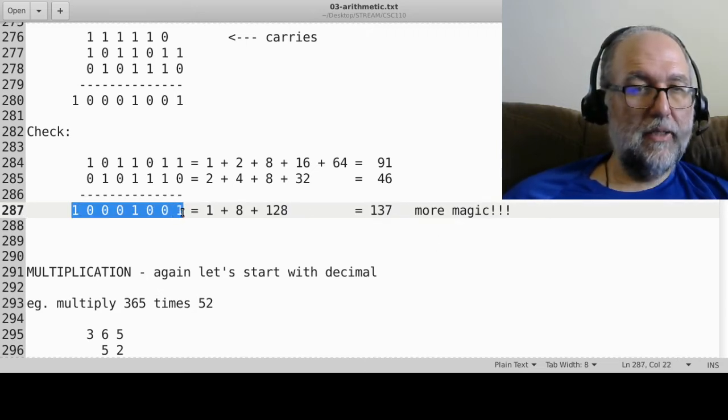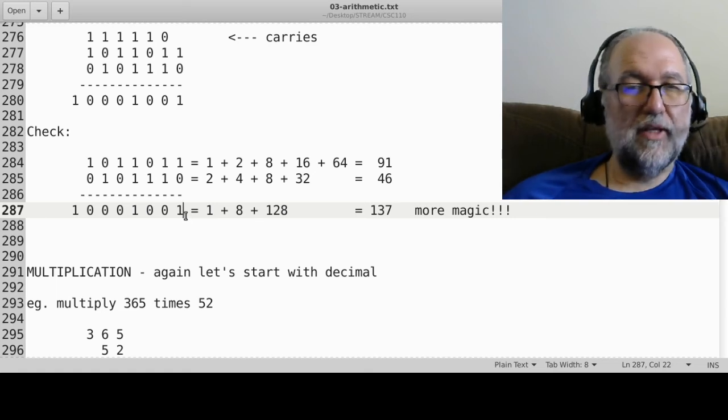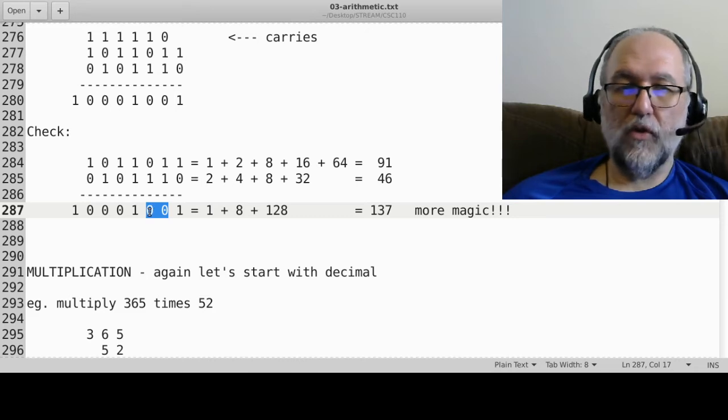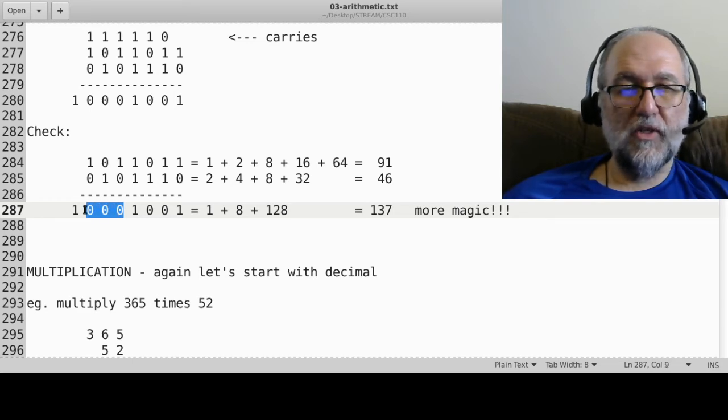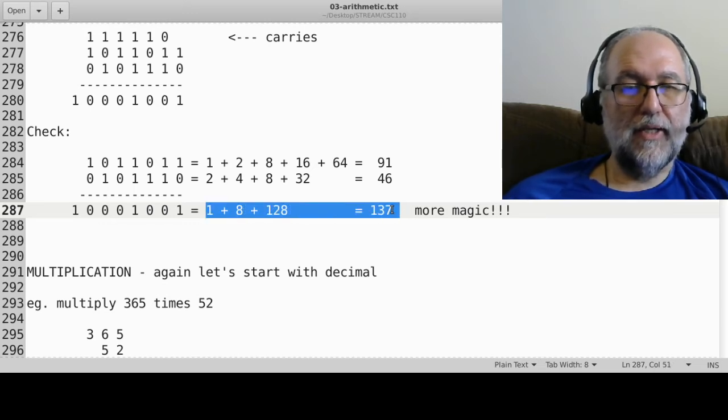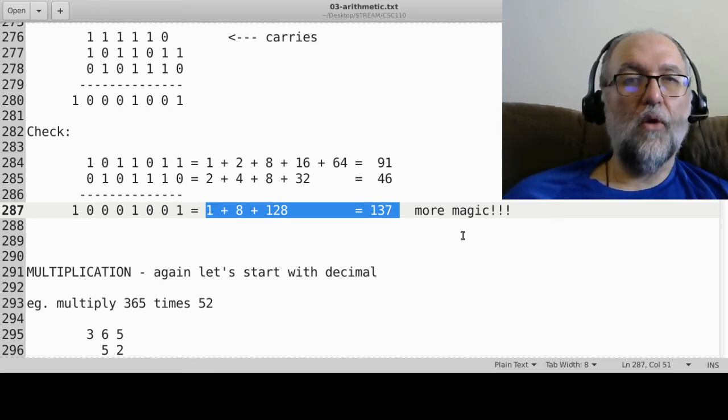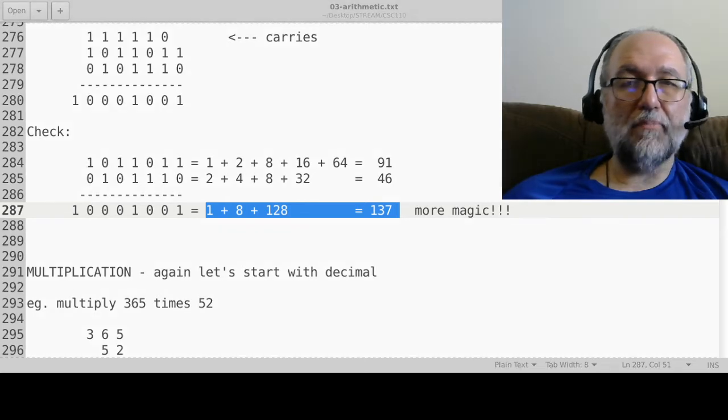Well, here's the answer we got: 10001001. Does that work out to 137? Let's check. So we have a 1. There it is. We have no 2s and no 4s. The next one is an 8. There's the 8. We have no 16s, no 32s, no 64s, and a 128. There it is. So 1 plus 8 plus 128, ta-da! That's equal to 137.